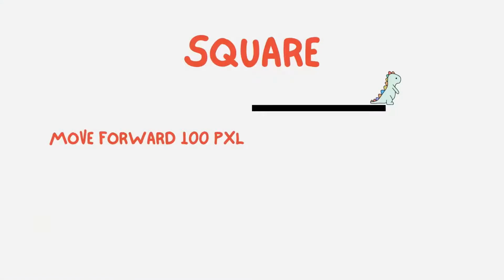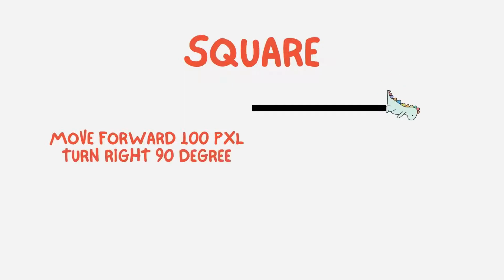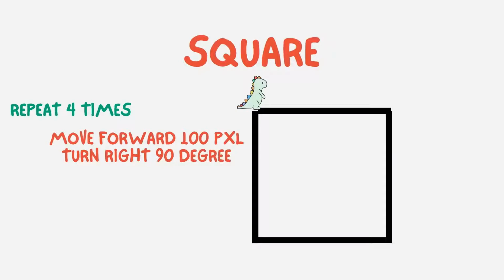Let's take an example where you want to create a square. What will be the commands? Let's say we create a square of 100 pixel side. Move forward 100 pixels, turn right 90 degrees. Why 90? Because a square has 4 sides and 360 divided by 4 is 90. This needs to be repeated 4 times to create a square.